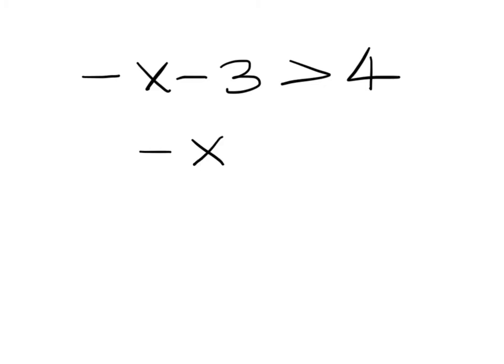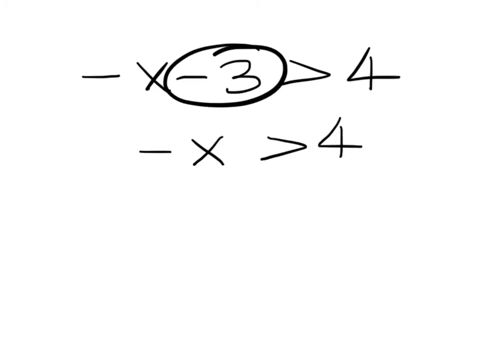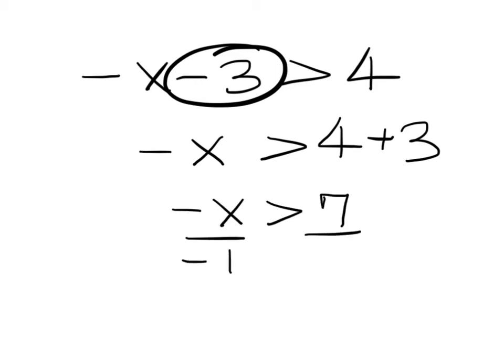Leave the negative x on the left, move this over, and make it plus 3. You'll have a 7 on the right, and divide both sides by negative 1 to get x less than negative 7.